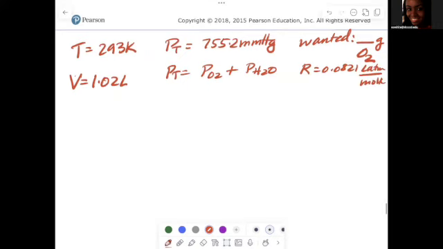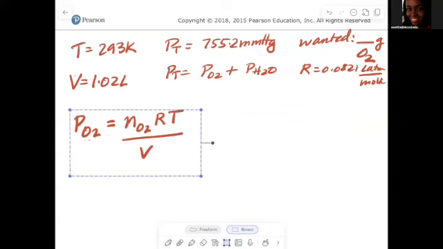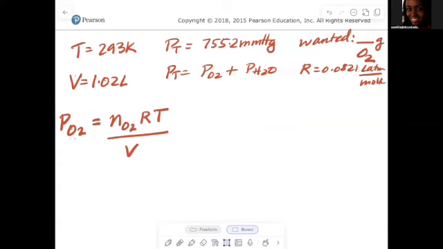Remember how I told you guys that when you're trying to find the partial pressure of oxygen, the pressure of oxygen is unique to oxygen. The number of moles of oxygen is unique to oxygen. Then we have R, T, and then V. That's the equation we're working with. So let me do a quick inventory and see if we have everything we need.